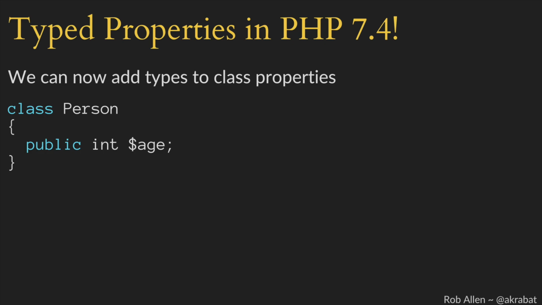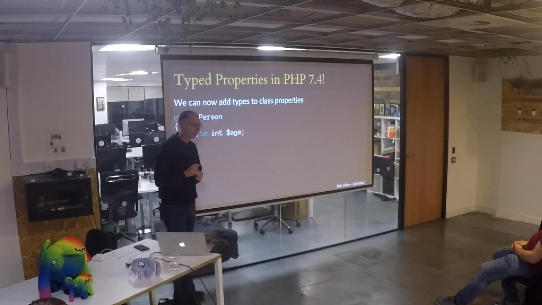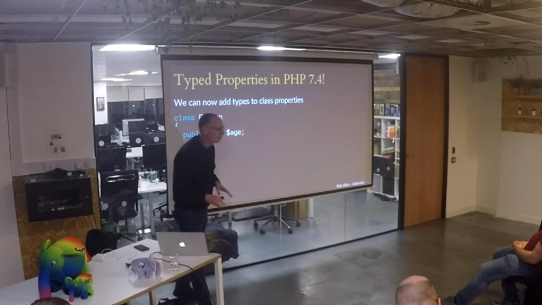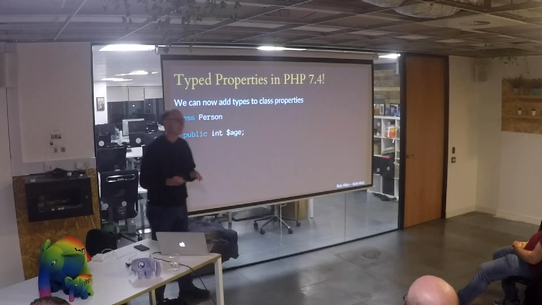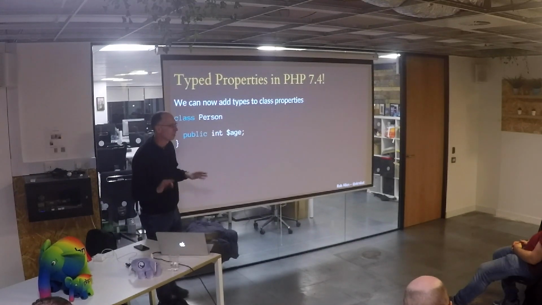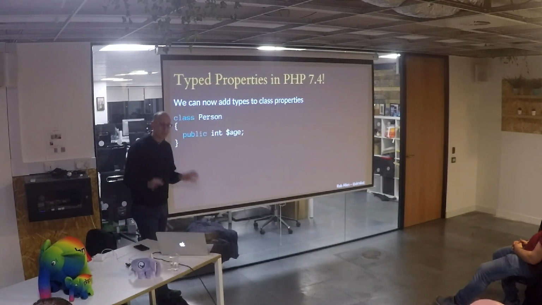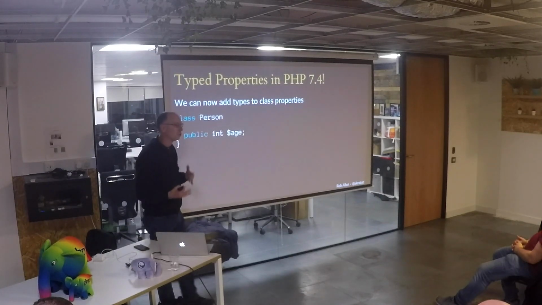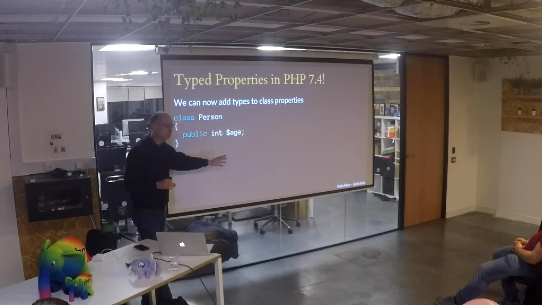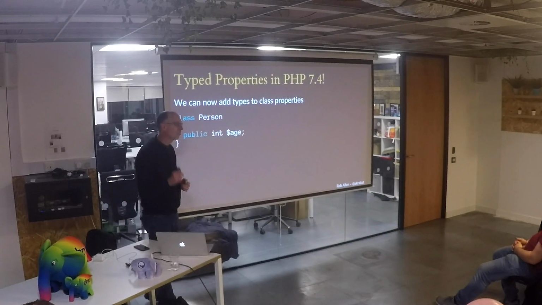PHP 7.4 extended the type declaration system. Hands up if you've got PHP 7.4 in production. Good. It's only just, you have? Wow, that's very impressive. You have far better tests than I do, clearly. Oh dear. It's been out a month and a half, something like that, 2 months maybe tops. PHP 7.4, get it into production, get it into your code base fairly soon, in my opinion, because I think this is a lovely new feature. We can now declare the type of properties on our classes.